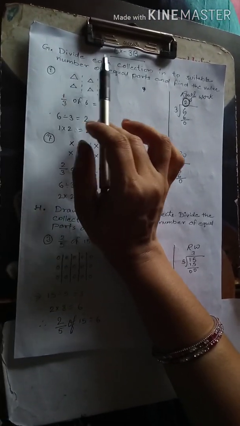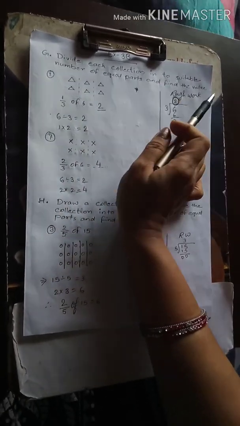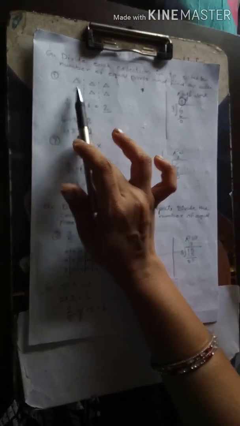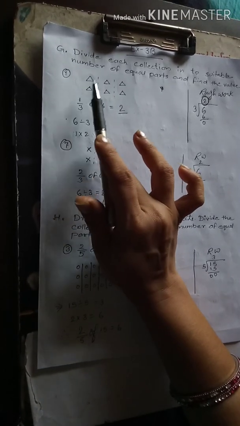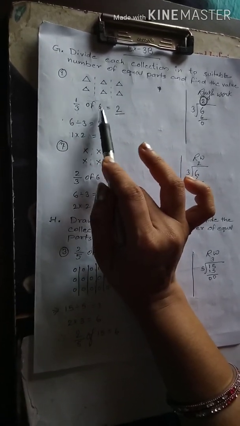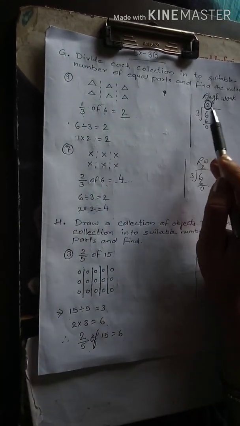Question number G. Divide each collection into a suitable number of equal parts and find the value. First step, you have to count the things in this collection. In this collection, how many things? 1, 2, 3, 4, 5, 6. So the total number of things is 6, and you have to divide it into how many parts? 3 parts. So 6 divided by 3.